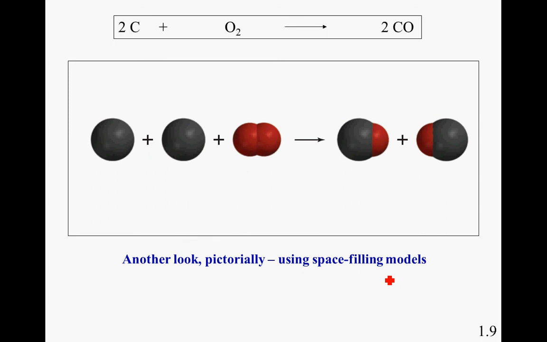So here it is shown by pictures. We started off with 2 carbon atoms and 1 oxygen molecule. Because this oxygen molecule had 2 atoms here and it got split up, we needed to bond to 2 different carbons. That's why we needed 2 carbons here.